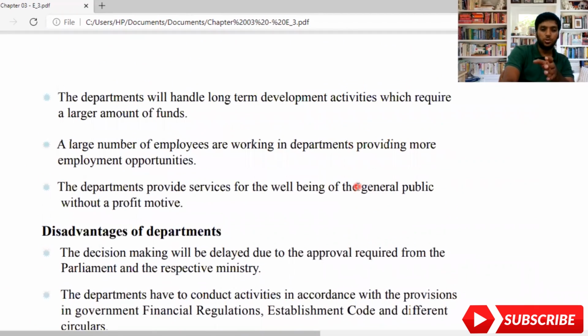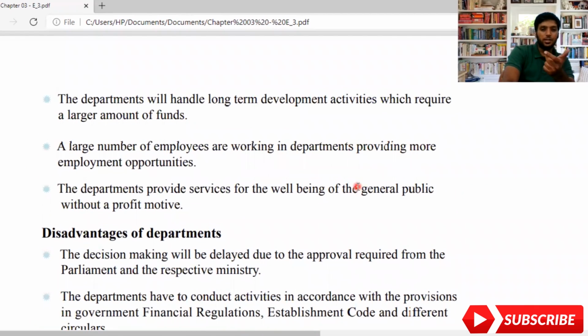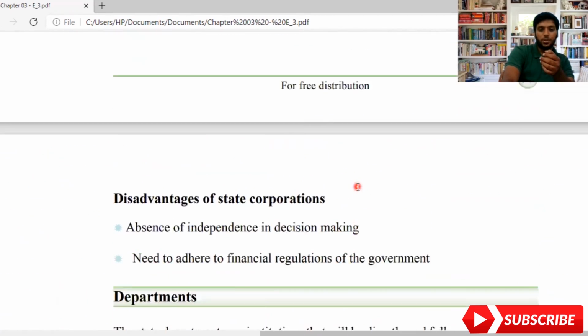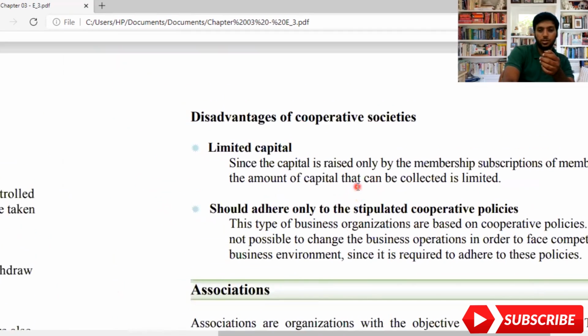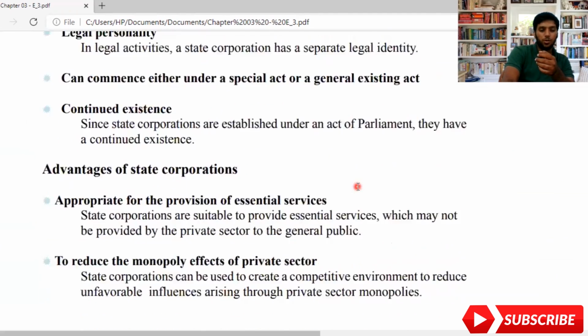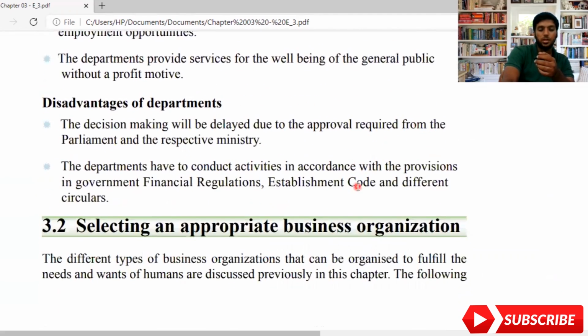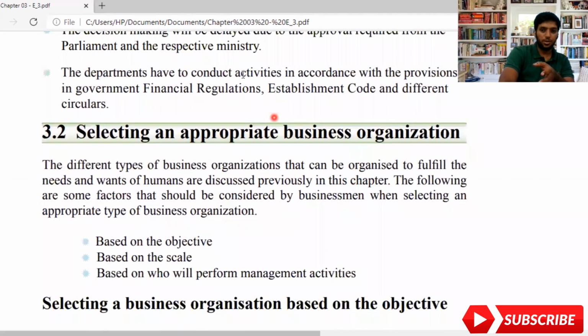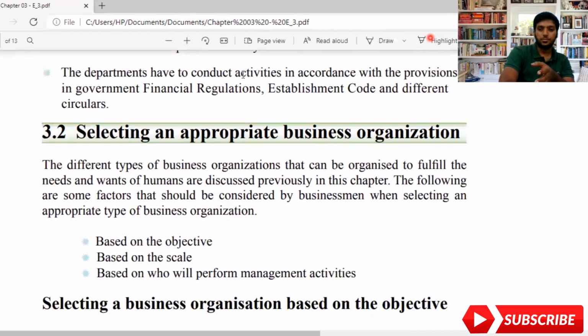So I hope you understood sole proprietorship, partnership, incorporated companies, cooperatives, state corporations. I hope I have covered it. And departments, right? Yeah, corporate associations, I missed it. So these things you need to remember, and the number of points is very important when you are scoring marks in the exam. So let's move on without wasting our time. Selecting an appropriate business organization. So let's move on.